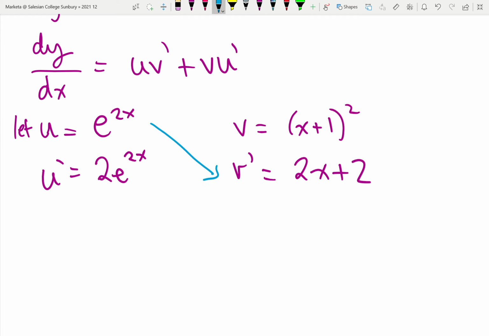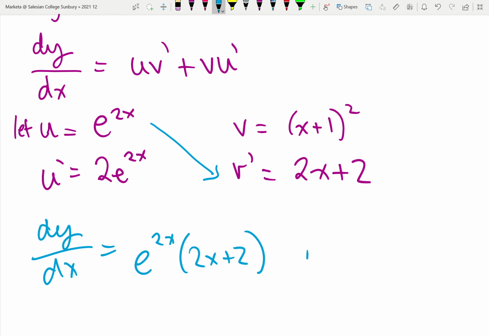u v dash is e to the 2x times 2x plus 2, plus v u dash, which is going to be 2e to the 2x and x plus 1 squared. So now that we've got that, we can find out when x equals 0.